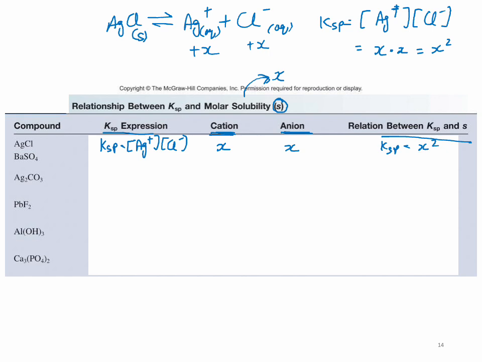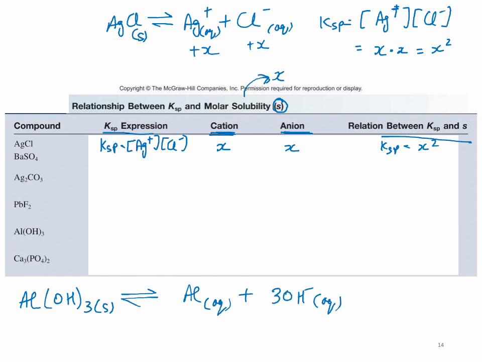That's basically what this table wants you to do. So I would advise you practice this. Okay, for example, let's do one more and then you can try them on your own. Al(OH)3 solid will dissociate to give me 1 aluminum. How do I know it? The subscript is 1, plus 3 OH minus, because I have 3 hydroxides. So aluminum 3 plus. So what is my KSP expression?